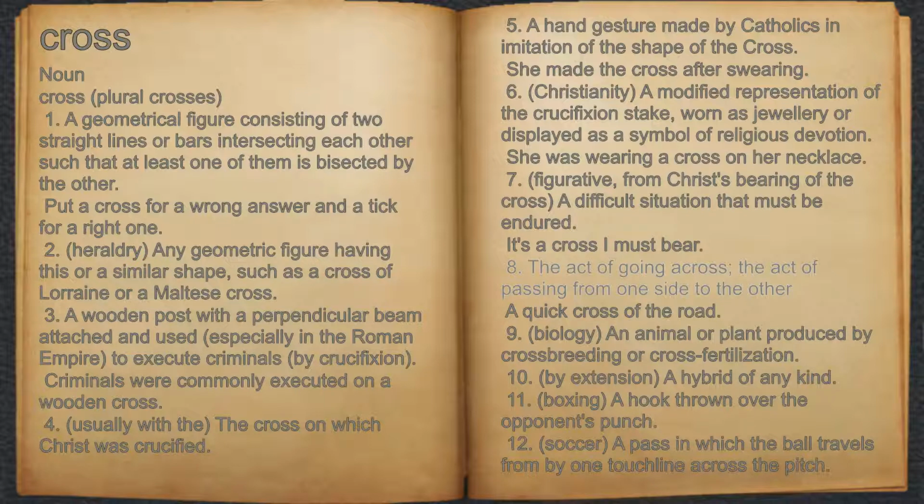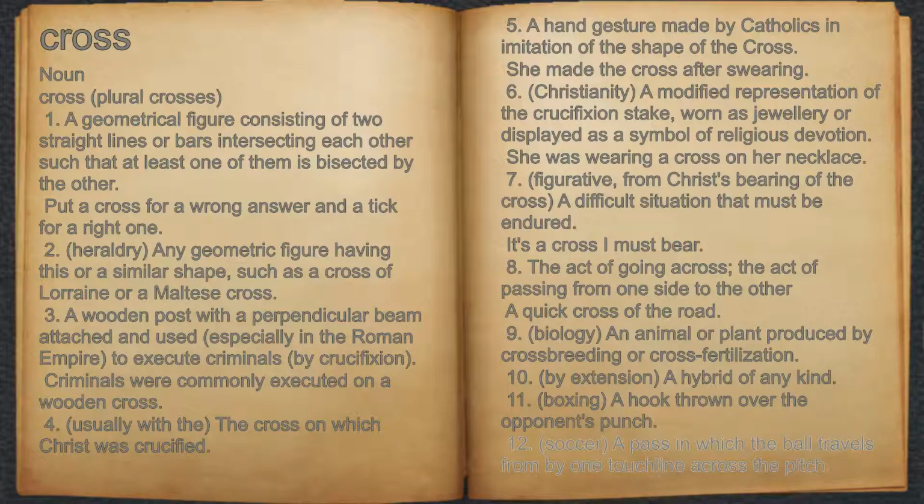8. The act of going across, the act of passing from one side to the other. For example, a quick cross of the road. 9. Biology. An animal or plant produced by crossbreeding or cross-fertilization. 10. By extension, a hybrid of any kind. 11. Boxing. A hook thrown over the opponent's punch. 12. Soccer. A pass in which the ball travels from one touchline across the pitch.